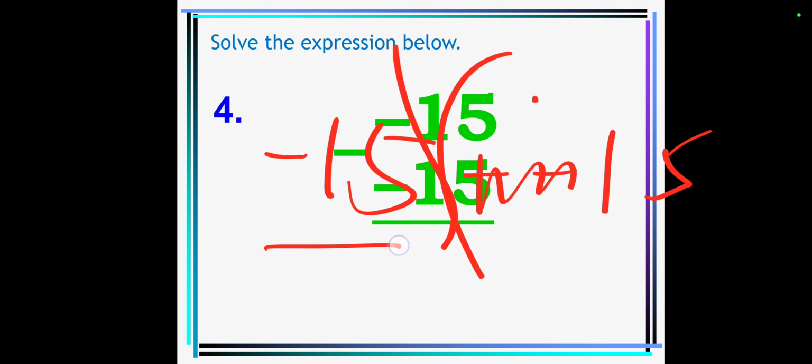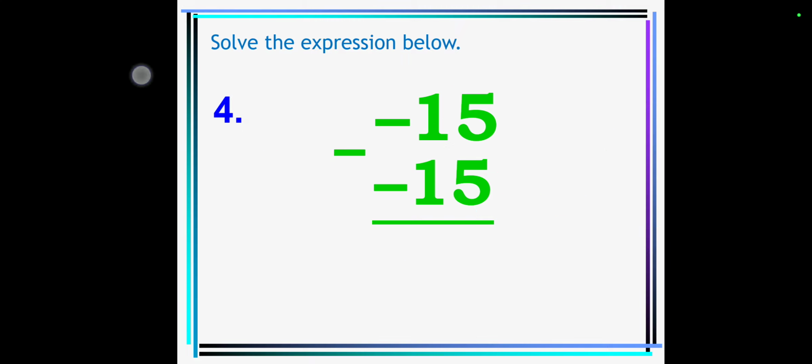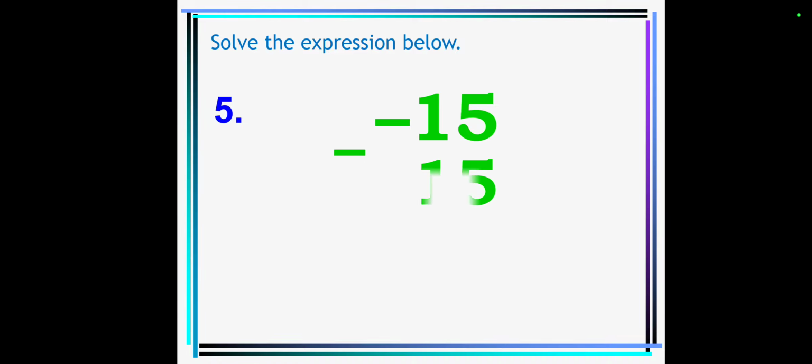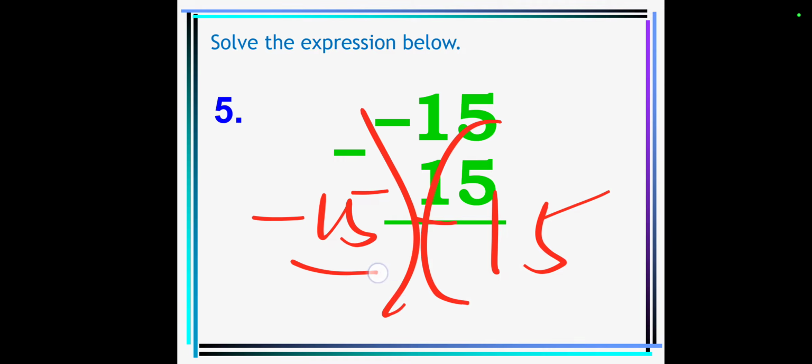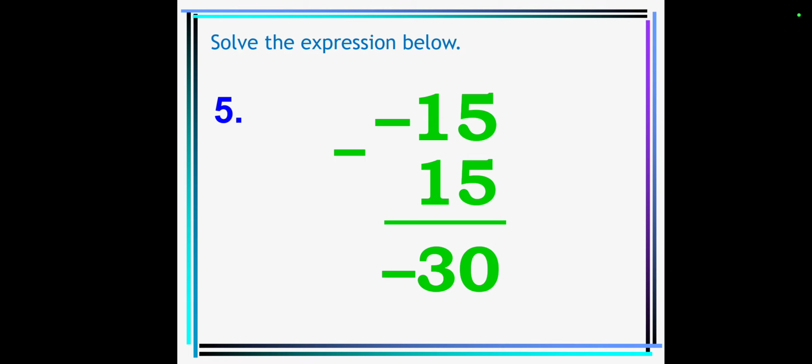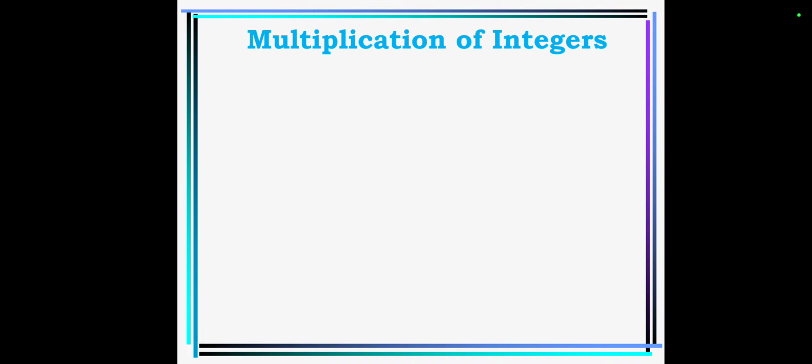So, negative, you lost 15, you gain 15. That means it's 0. And the last number is the answer. So, negative 15 minus 15. Negative, you lost 15, negative, you lost 15, you lost also here, 15. That's why you lost negative, or you lost 30 already. Okay? The second part of this video, we will continue.